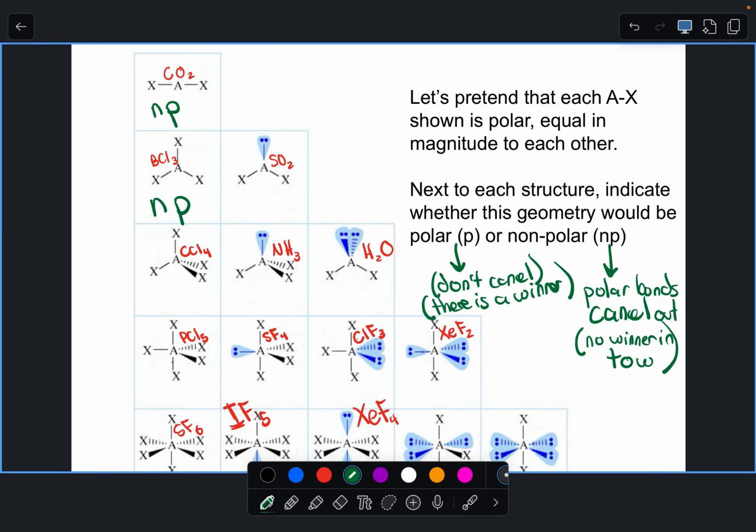Did I say this? I said this already about North and South Pole, right? That's what we mean when we say polar. We mean like there's a side. There's a positive and negative side, okay? So if they cancel each other out, that means there's no positive and negative side. If they're not canceled out, or if there's a clear winner, that means there is a positive pole and a negative pole.